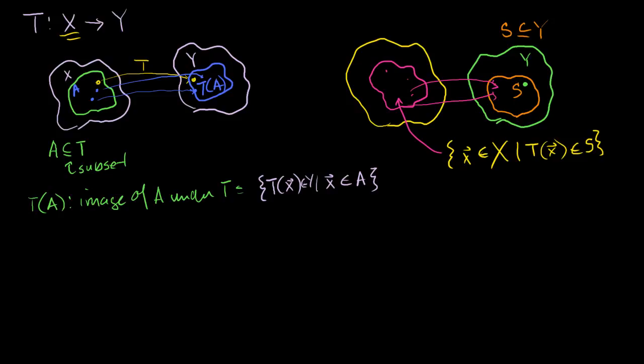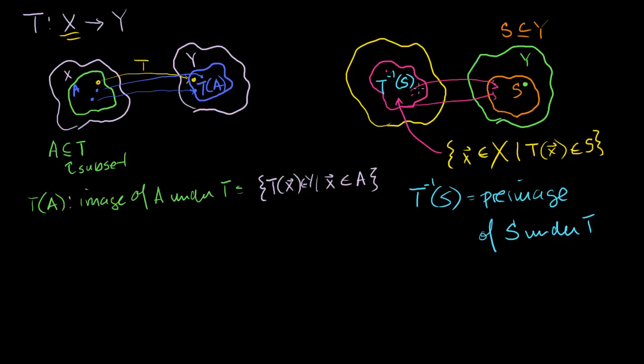And what we call this set right here, the notation is the inverse T of S, but this is equal to the preimage of S under T. So this is S. This is the preimage of S under T. And that makes sense. The image, we go from a subset of our domain to a subset of our codomain. Preimage, we go from a subset of our codomain, and we say what subset of our domain maps into that subset of our codomain. Now let me ask you an interesting question, and this is kind of for bonus points.